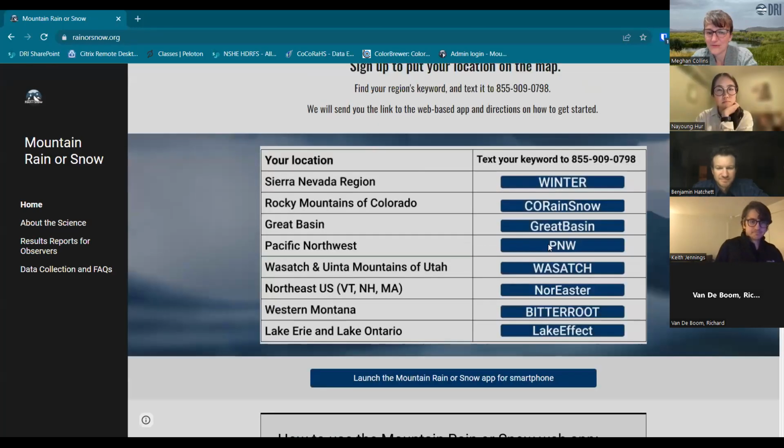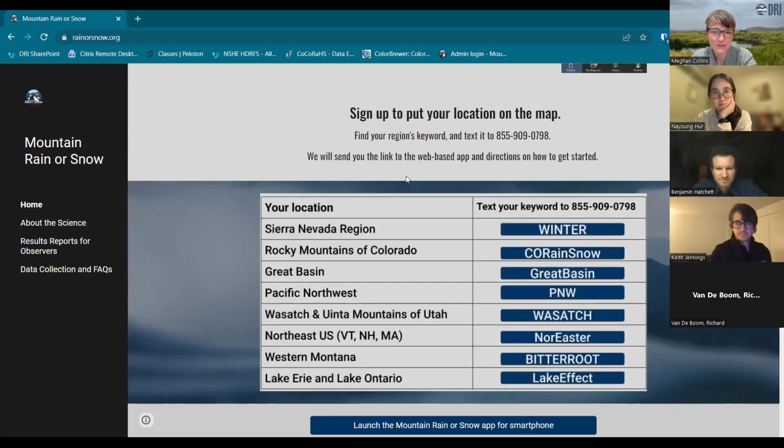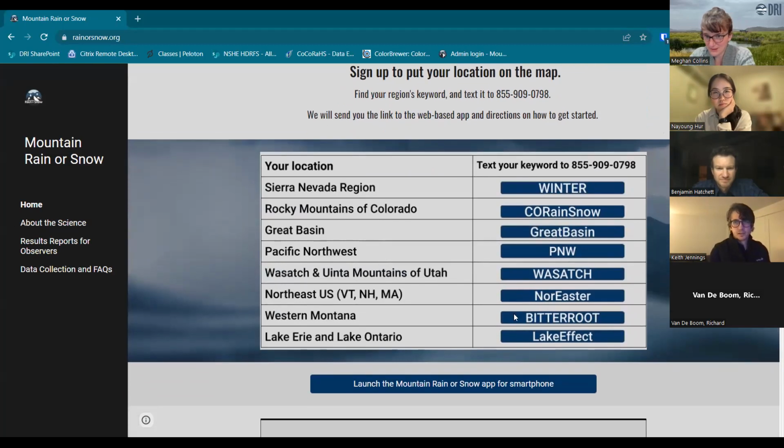Briefly, if you haven't checked out our website, you can go to rainersnow.org, and on the homepage, you'll see this little table that outlines all of the different regions that are part of the project right now.